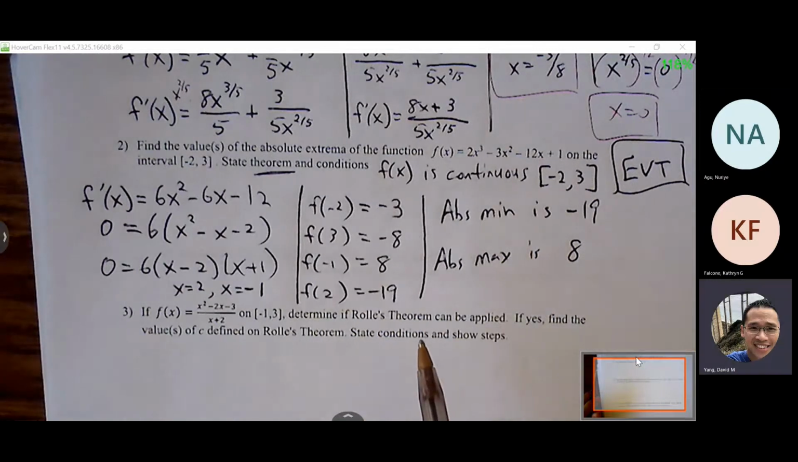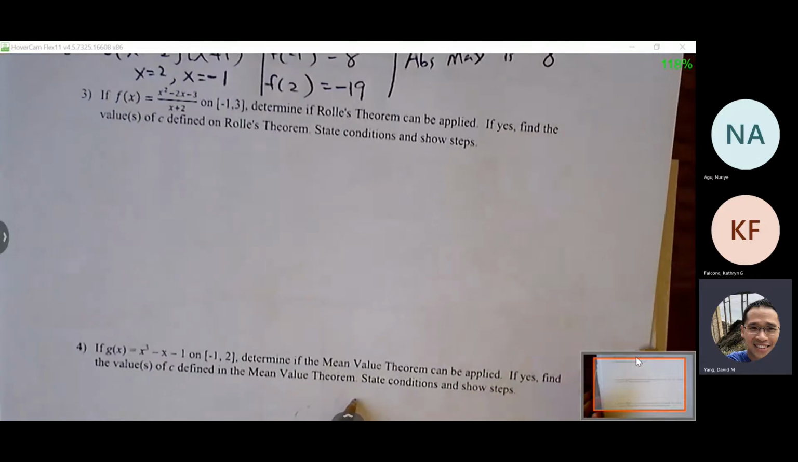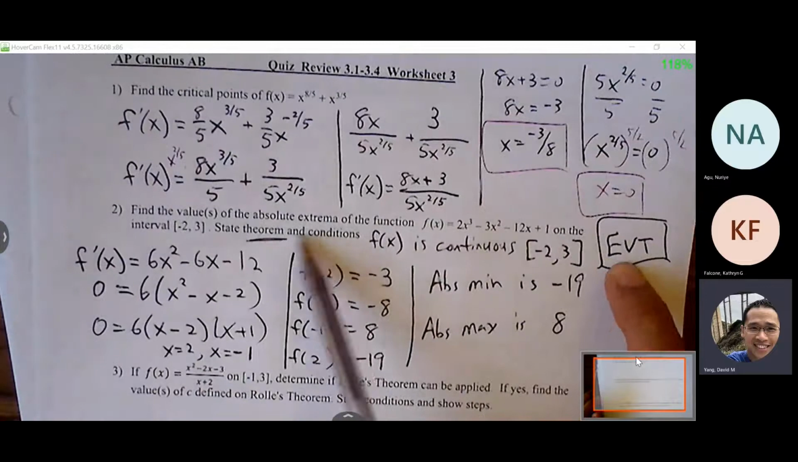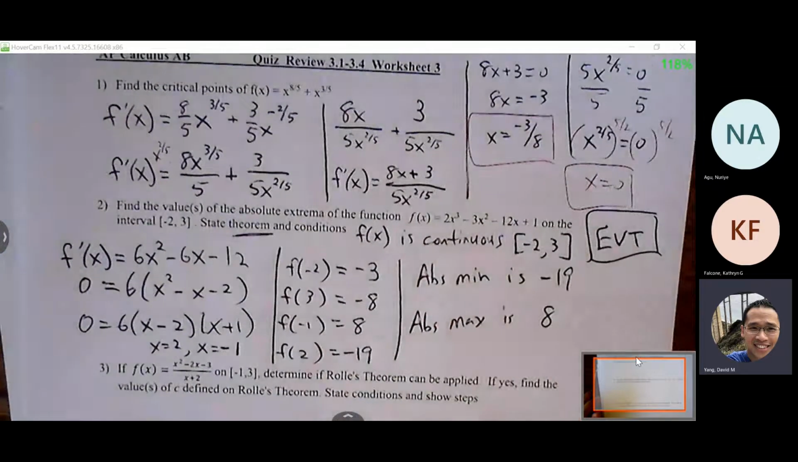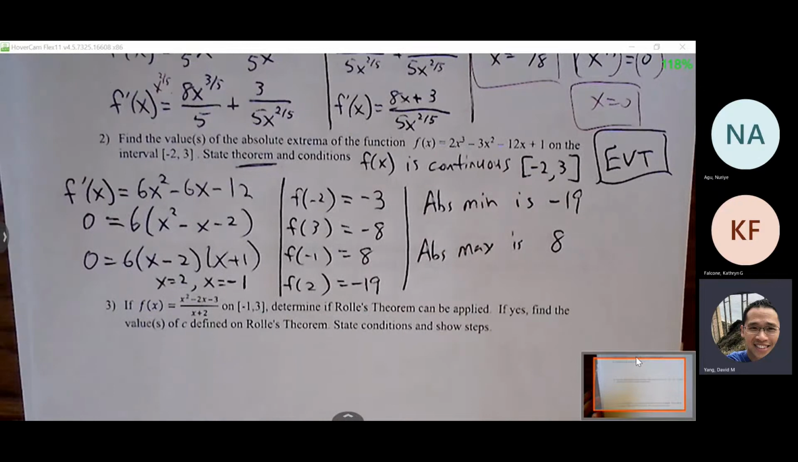Yes. Okay. Yeah. But I think Rolle's theorem and mean value theorem, I'm gonna just tell you because I have to tell you if I'm gonna ask you to use it. So yeah, basically just this one. This is the only one that you really have to name it. Okay. Good. Any questions with 2?